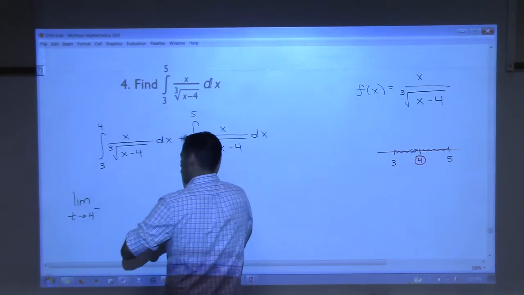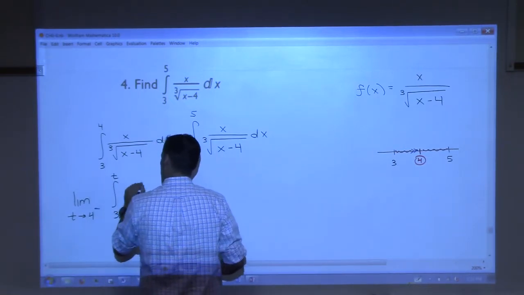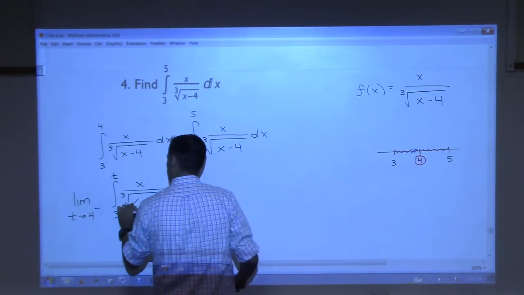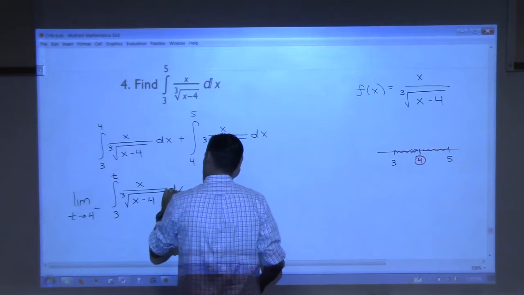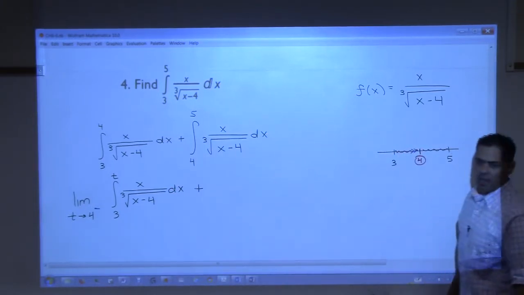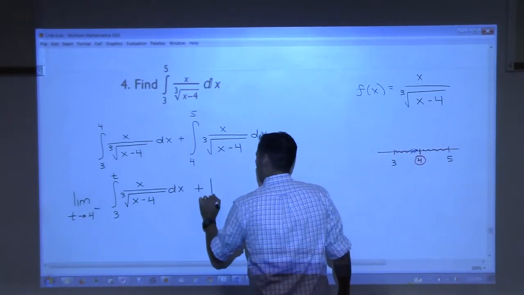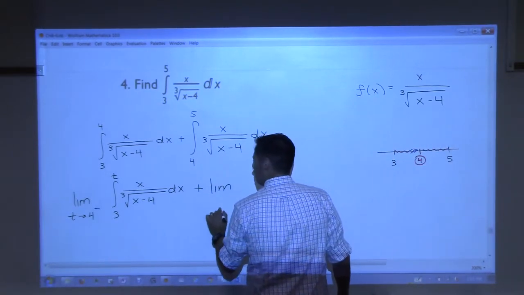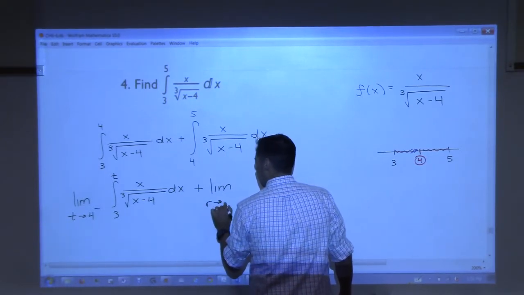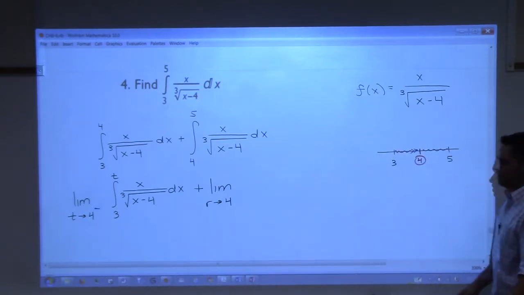And that's going to be the integral from 3 to t of x over cube root of x minus 4 dx. Then plus the next one is another limit, right? Now, do we want to reuse t? Or I'm going to use r. I think I used s last class, but I'm going to use r this time. Why not?